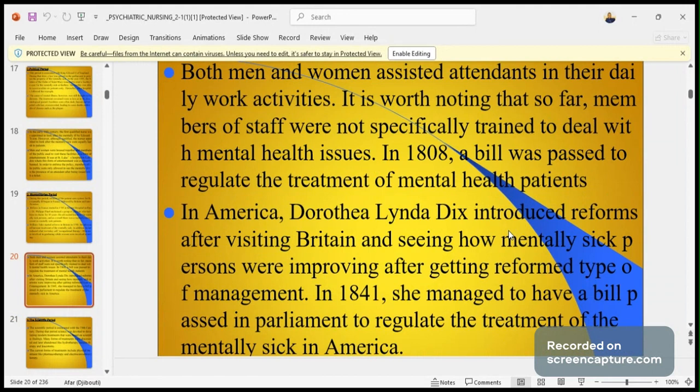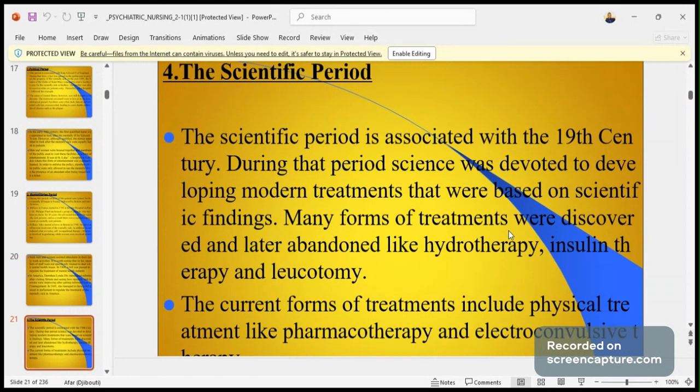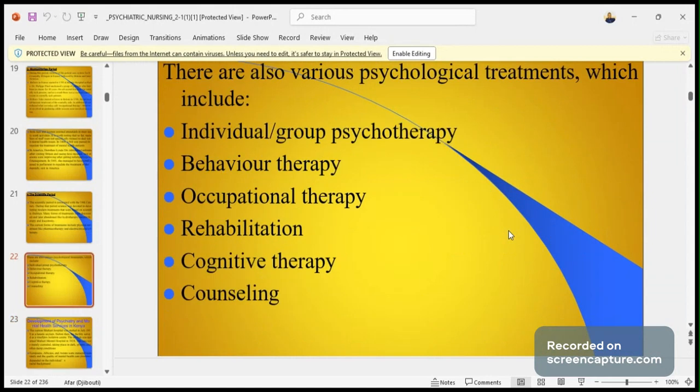Then we have the scientific period, which is current right now. The scientific period is associated with the 19th century. So during that period, science was devoted to developing modern treatments that were based on scientific findings. So many forms of treatment were discovered and later abandoned, like hydrotherapy, insulin therapy, and leucotomy. So the current forms of treatment include physical treatment like pharmacotherapy and electroconvulsive therapy. There are also various psychological treatments which include individual and group psychotherapy, behavioral therapy, occupational therapy, rehabilitation, cognitive therapy, and counseling.